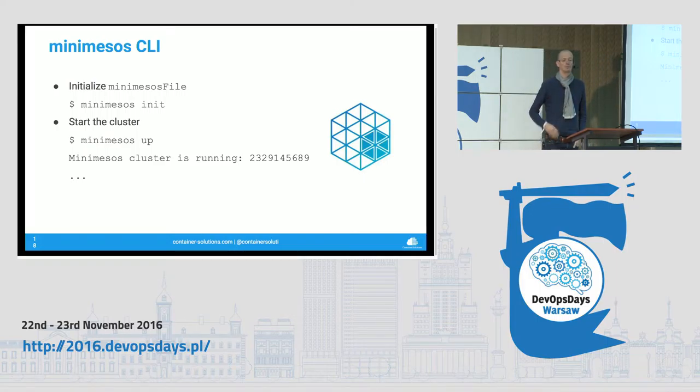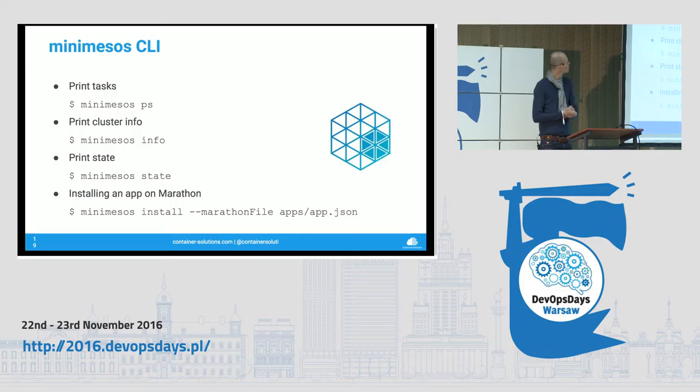Okay, so I'm now going to explain how this actually works, what you can do with mini Mesos. Mini Mesos is inspired by Vagrant. I'm sure most of you are familiar with Vagrant. You can run the init command, which generates a default configuration file, in this case for mini Mesos, and then you can use up to run the whole system.